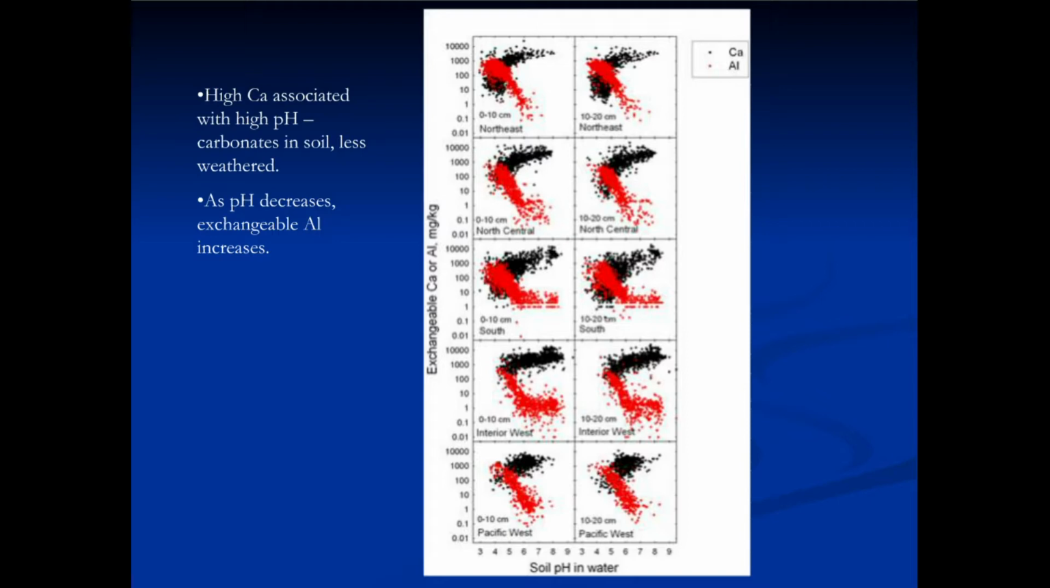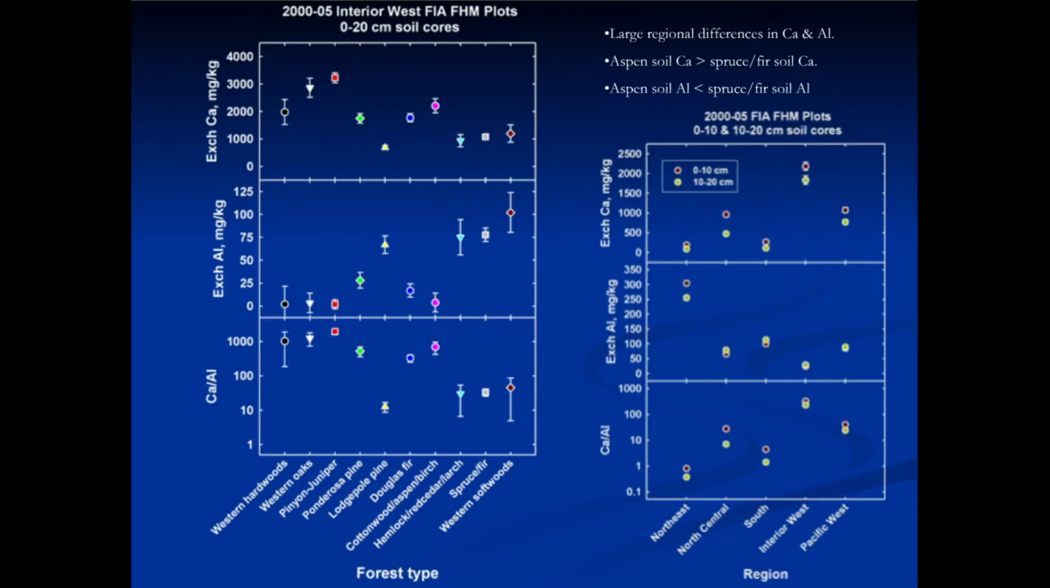And a consequence of that, when we start comparing the forest types with each other, aspen has a lot more calcium than spruce fir, a lot less aluminum. Aspen simply cannot survive at these aluminum levels. And so the calcium-aluminum ratio under aspen is much higher than under spruce fir. And here are the regional differences again. The Northeast has high aluminum. Calcium depletion is very severe in the Northeast. The West is way down here.